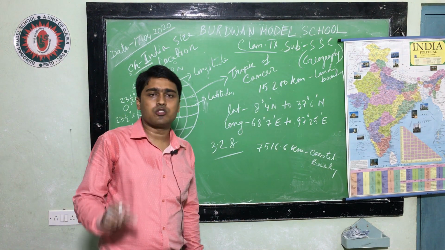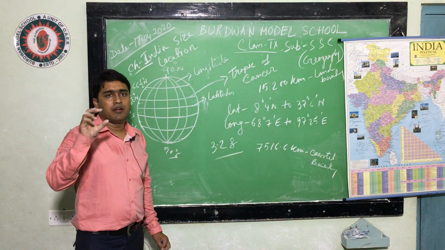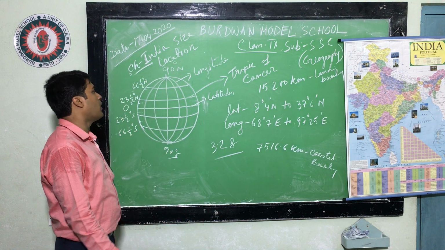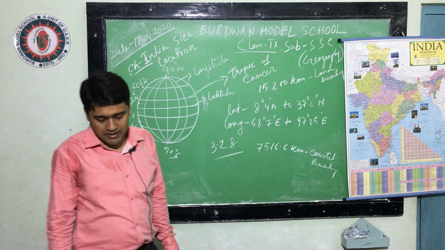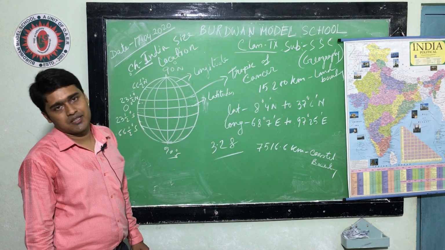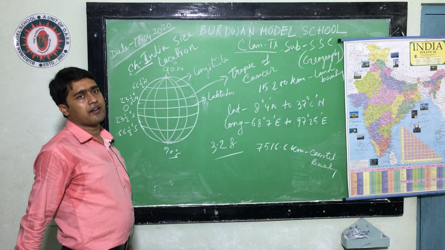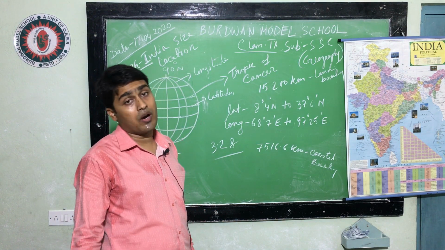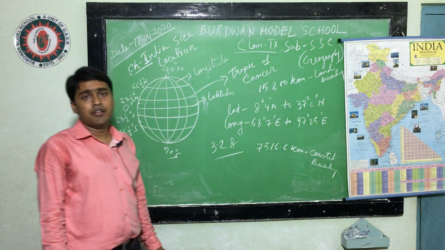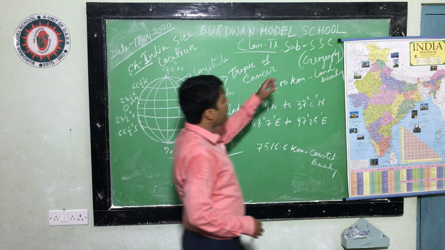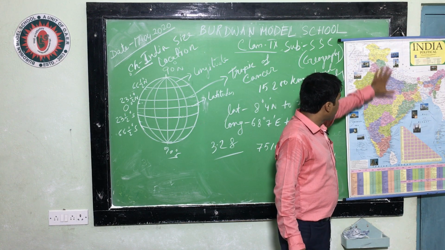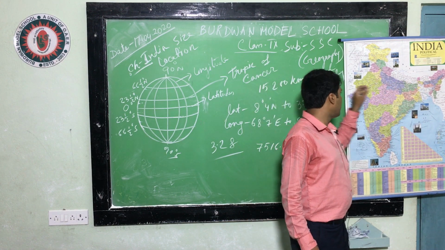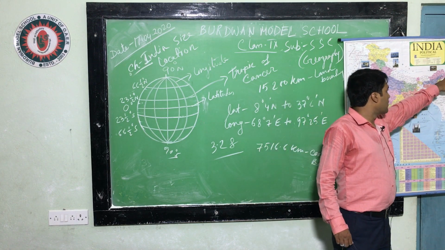Then in your book there is also a bar diagram, a bar graph. According to area, India is the 7th largest country in the world. The first is Russia, second Canada, and third USA. And India is the 7th largest country in the world. Also, India's total land surface extends east to west, that means from Porbandar in Gujarat to Arunachal Pradesh.